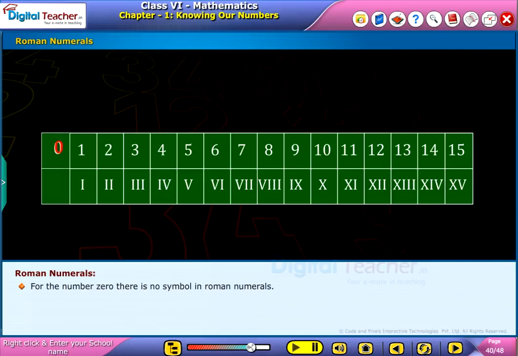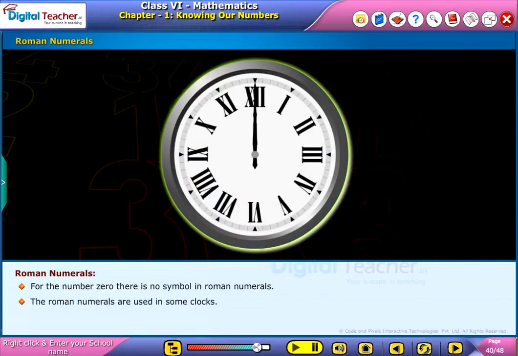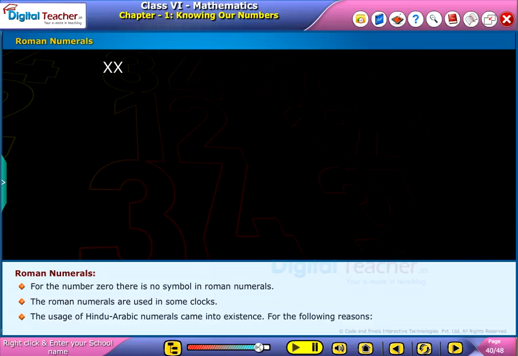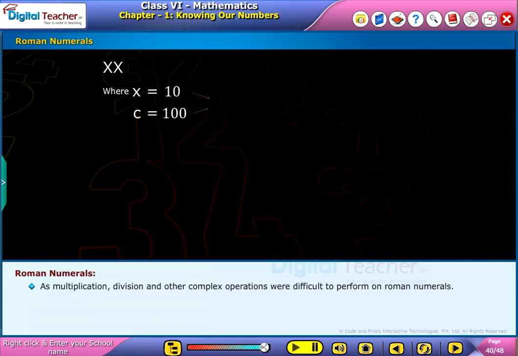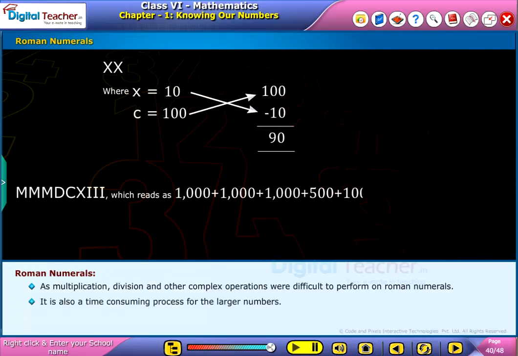For the number 0, there is no symbol in Roman numerals. The Roman numerals are used in some clocks. The usage of Hindu-Arabic numerals came into existence for the following reasons. Multiplication, division, and other complex operations were difficult to perform on Roman numerals. It is also a time-consuming process for the larger numbers.